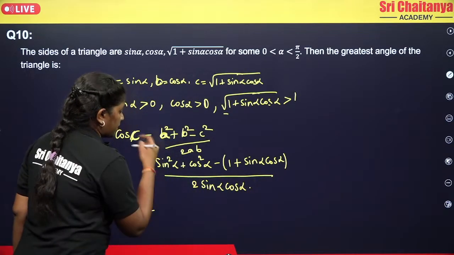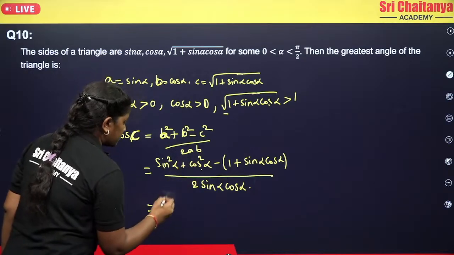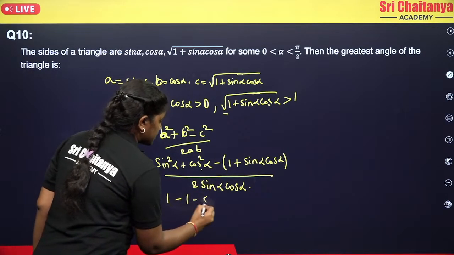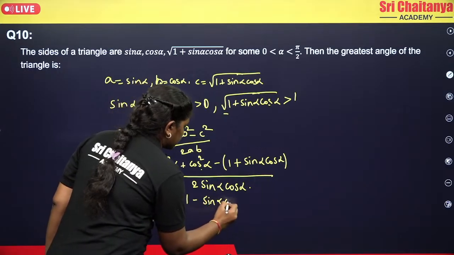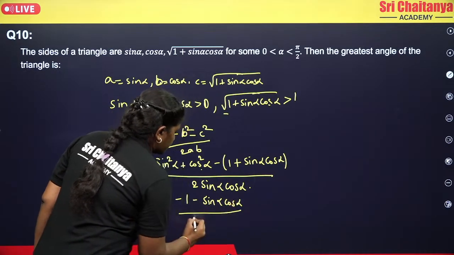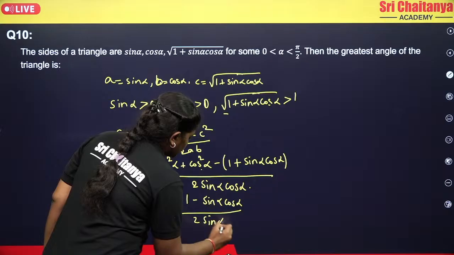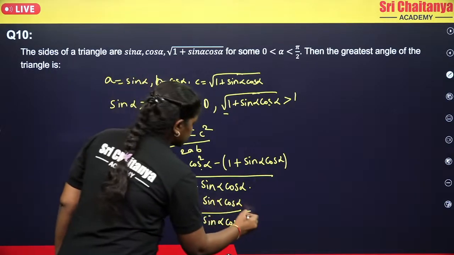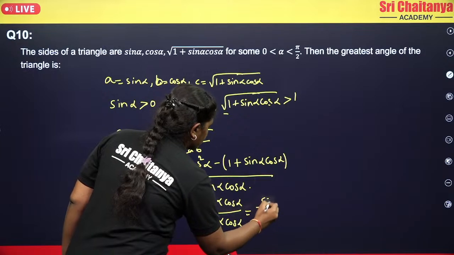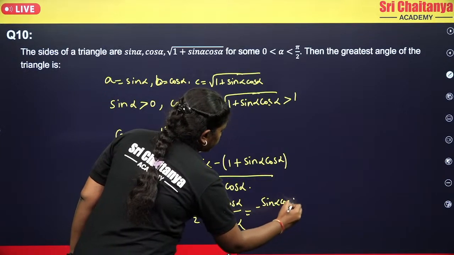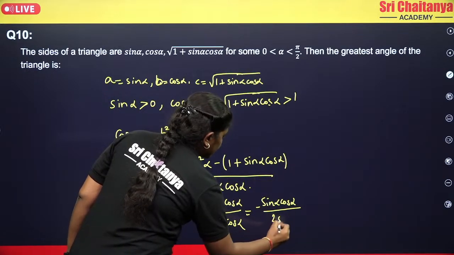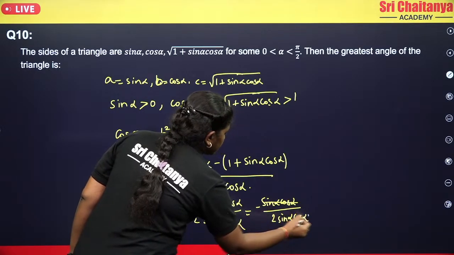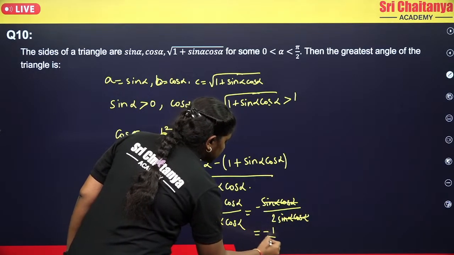So now here it will become cos square alpha plus sin square alpha, which is nothing but 1, minus, if you multiply, minus 1 minus sin alpha cos alpha by 2 sin alpha cos alpha. So now minus 1 and plus 1 will get cancelled, so we got minus sin alpha cos alpha by 2 sin alpha cos alpha, okay. So now sin alpha cos alpha will get cancelled and we got minus 1 by 2.